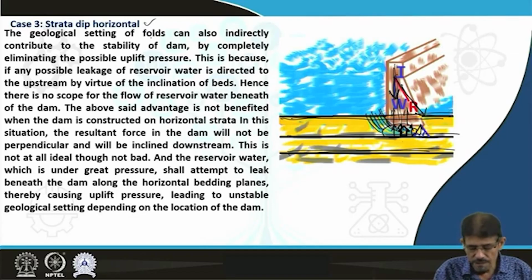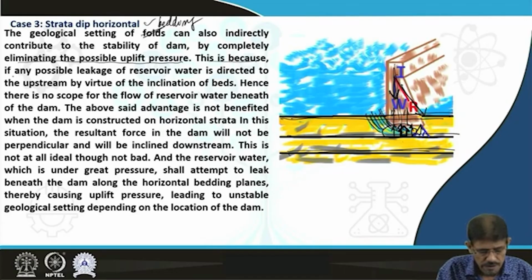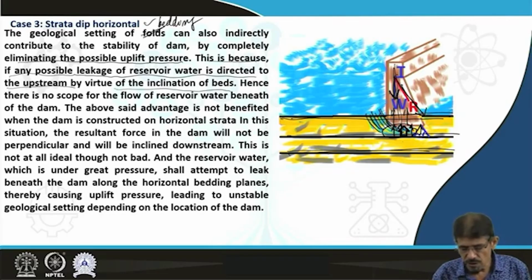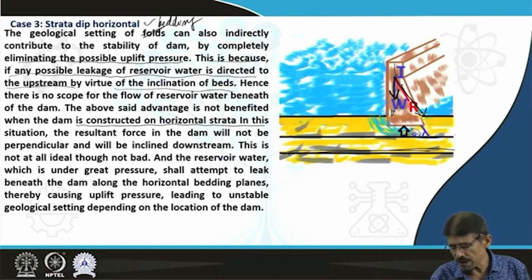Here the geological setting of folds, simply the beddings or limbs of folds, is going to contribute to stability and eliminate the possibility of uplift, because any possible leakage of the reservoir is directed to the upstream by virtue of the inclination of the bed. So here we are discussing the horizontal bed. In the case of dams constructed on horizontal strata, we are not going to see major problems, but there is accumulation of water that is going to push the dam up. However, the horizontal strata are able to bear the load, so such a situation may or may not be problematic. So, balanced in nature, the dam can be constructed after careful treatment, the condition not being very adverse.